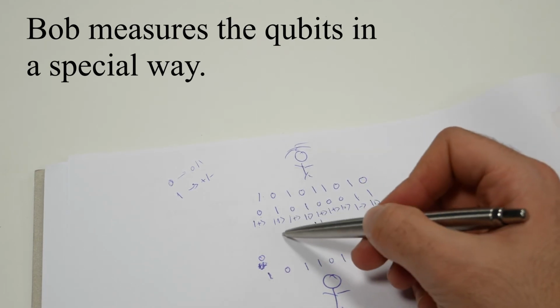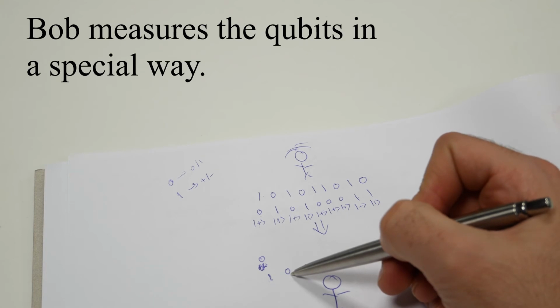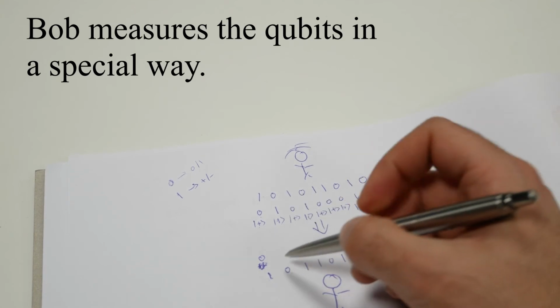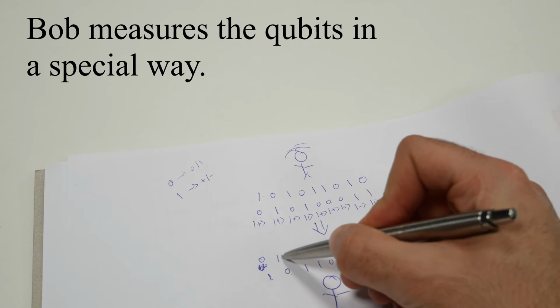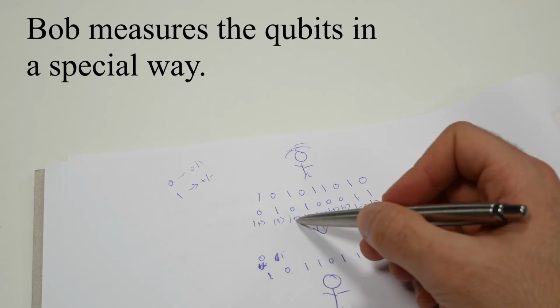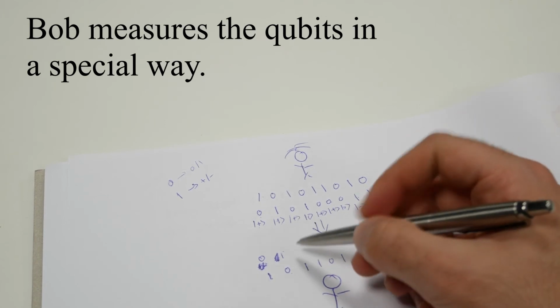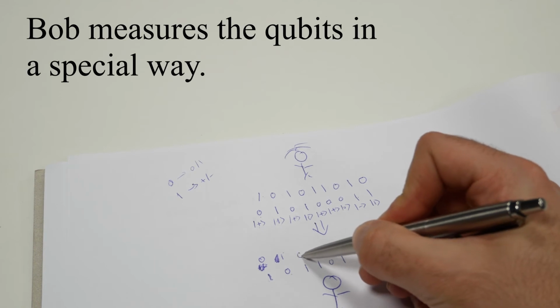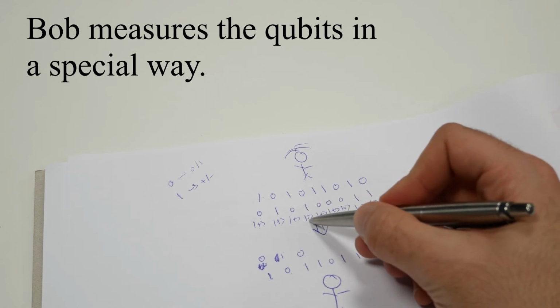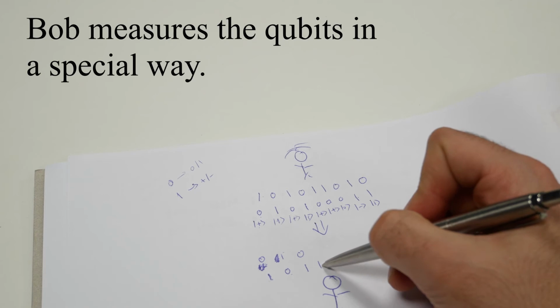Now, another bit's coming in, and he measures in the 0-1 basis. So the bit's encoded in the 0-1 basis, he measures in the 0-1 basis, he gets a 1. Now a plus comes in, he measures in the plus-minus basis, correctly gets a 0. A 1 comes in, he measures in the plus-minus basis.